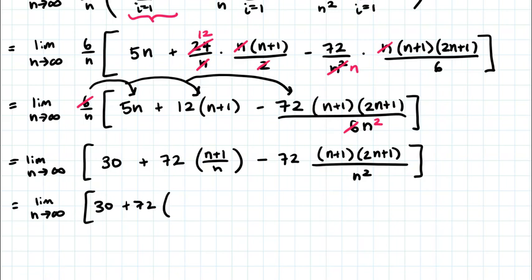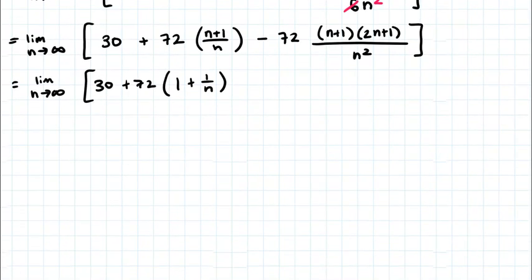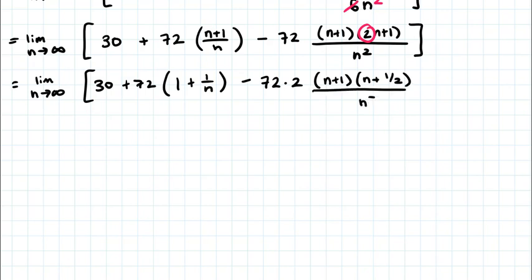Sometimes folks like to do this, so if I take my fraction inside of my parentheses, I can break that up into two different fractions just to see how that will evaluate in terms of the limit. And then in my last term, I'm going to factor out this 2 right here. And if I do that, I get minus 72 times 2 times n plus 1 times n plus 1/2 over n squared.